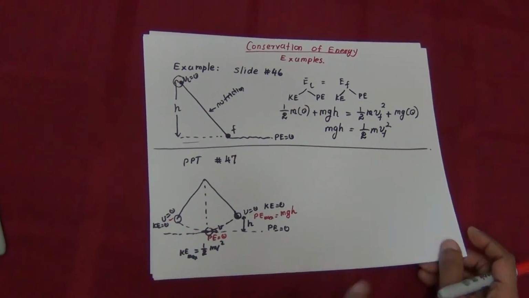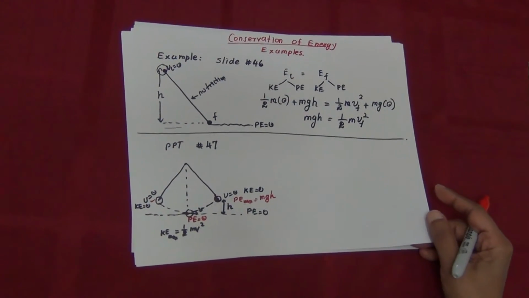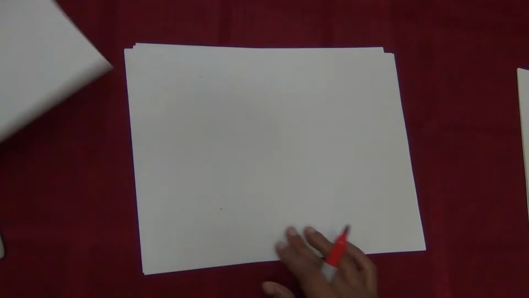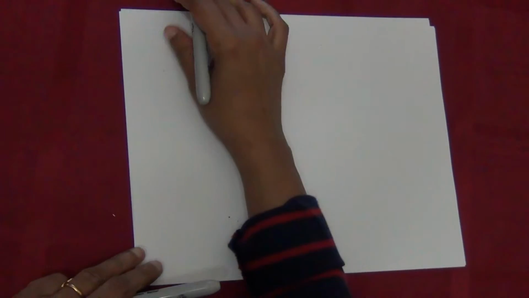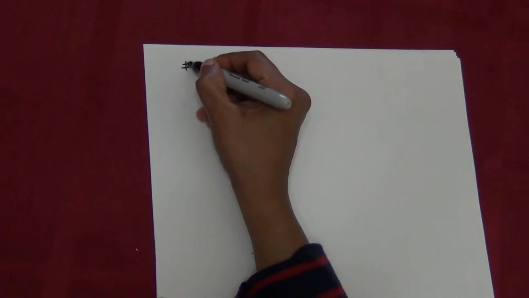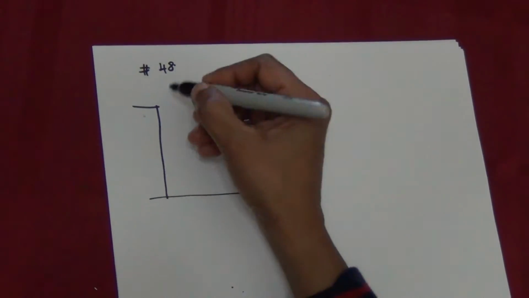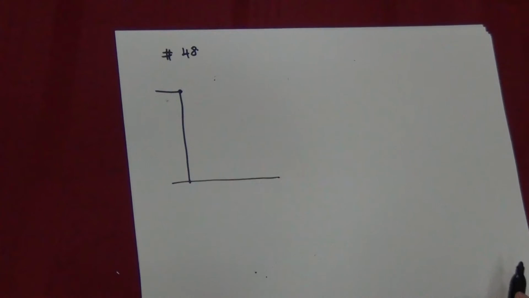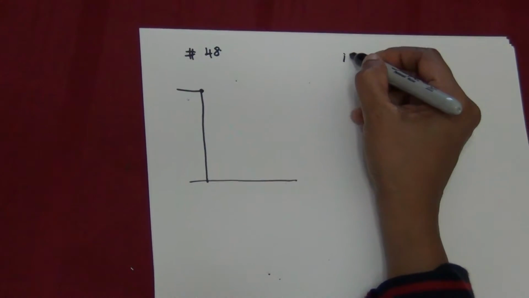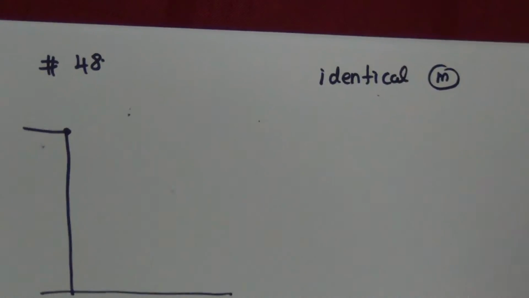Now let's go to slide number 48. It is a problem, a very frequent multiple choice question. So slide number 48. There is a tall building. This is the ground. A person is throwing 3 identical balls. Identical means same mass, right?